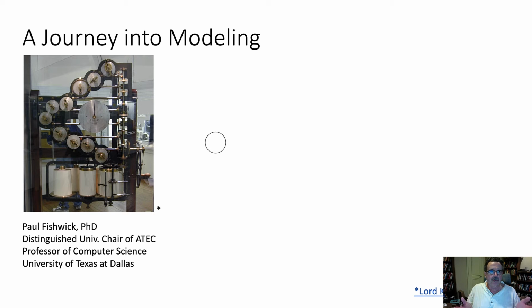And I've got a picture of Lord Kelvin's tide machine. This is from the 19th century, late 19th century, and essentially it was a machine, a computer, which is analog. It's all totally mechanical, in order to predict tides.